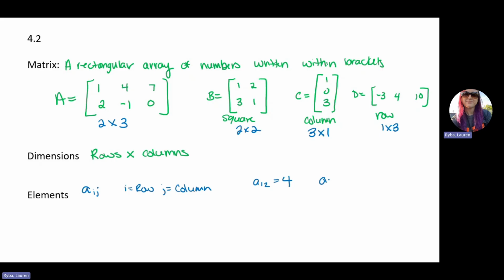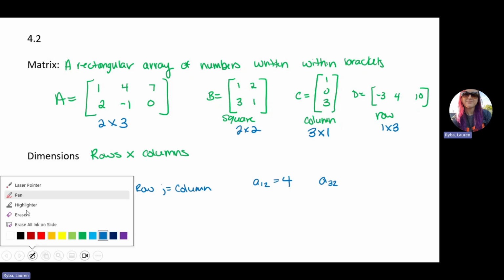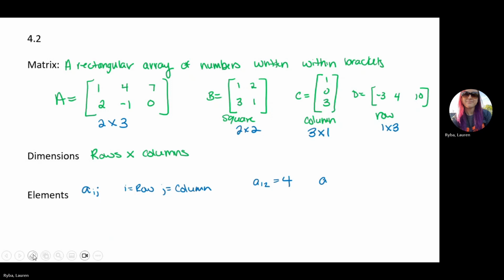Or the element, let's say A 3,2. Not 3,2, other way around. I wanted 2,3, sorry. That stands for second row, third column. What number is in the second row, third column? 0. Make sense?